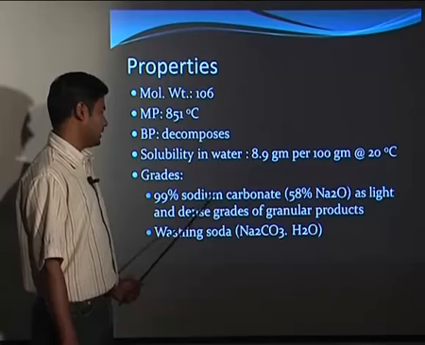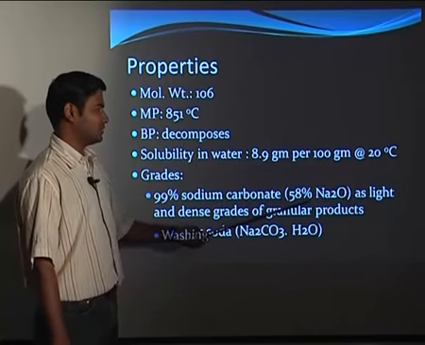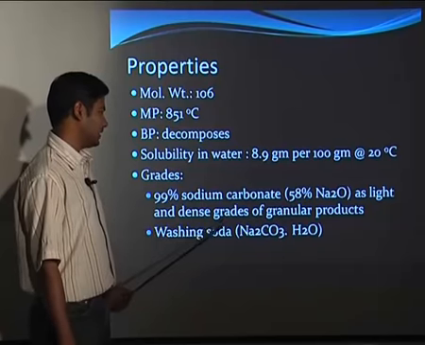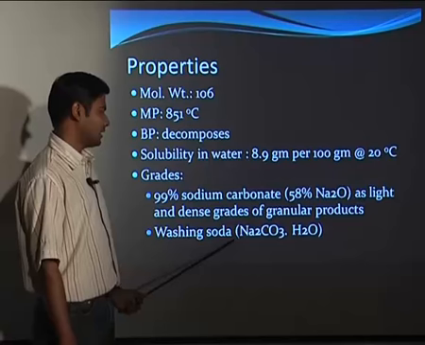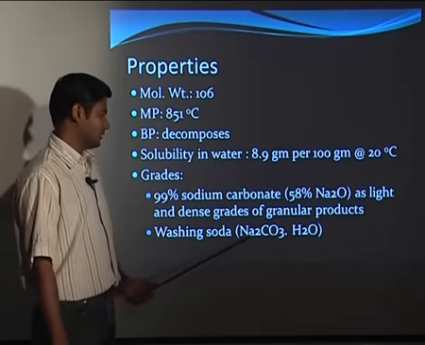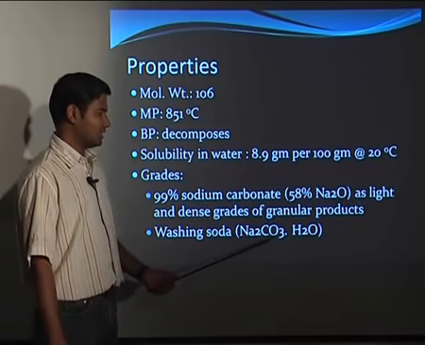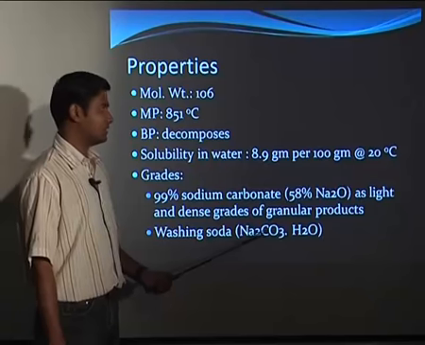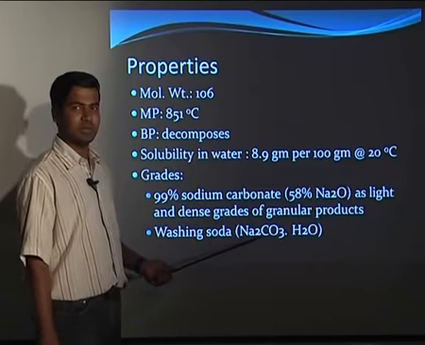Then we have two grades. One grade is 99% sodium carbonate, which contains 58% Na2O, as light and dense grades of granular products, whereas the other is washing soda, that is Na2CO3 in hydrated form with H2O. So we have two kinds of soda: one is washing soda, and the other is baking soda, which is sodium bicarbonate. In this one we will study washing soda, that is Na2CO3 in hydrated form.